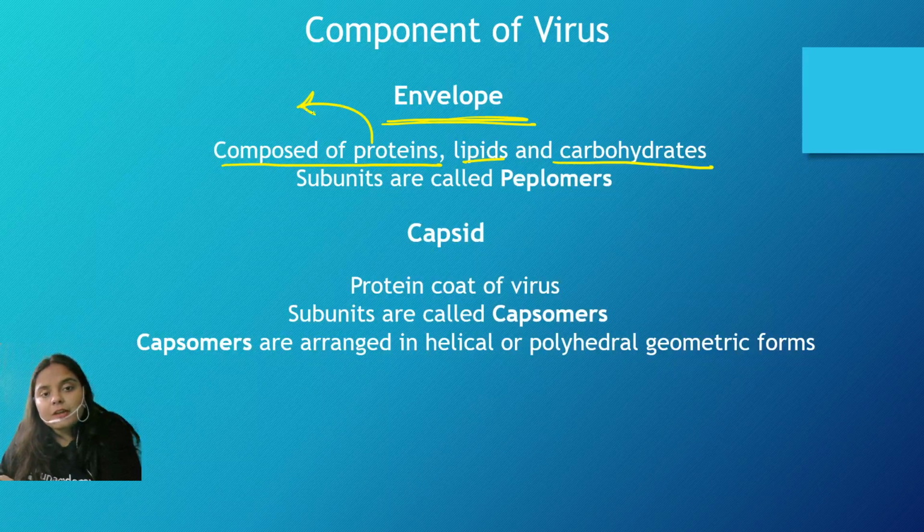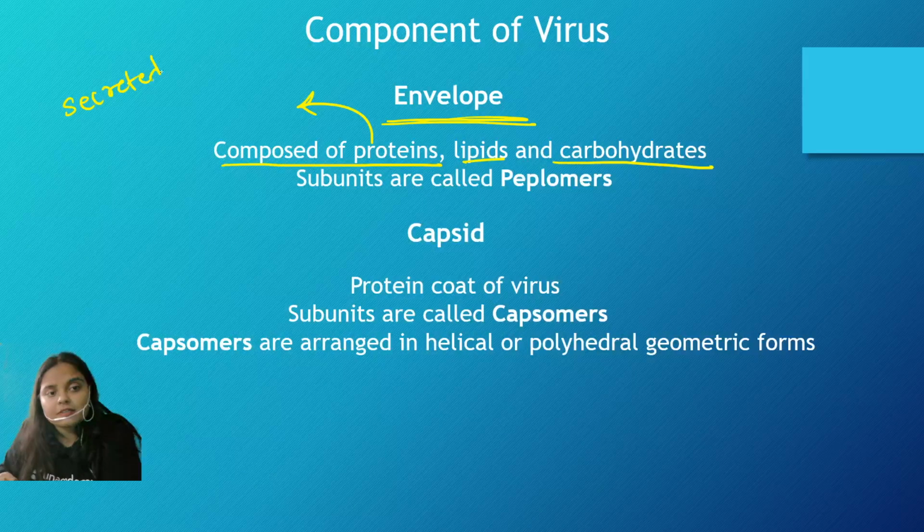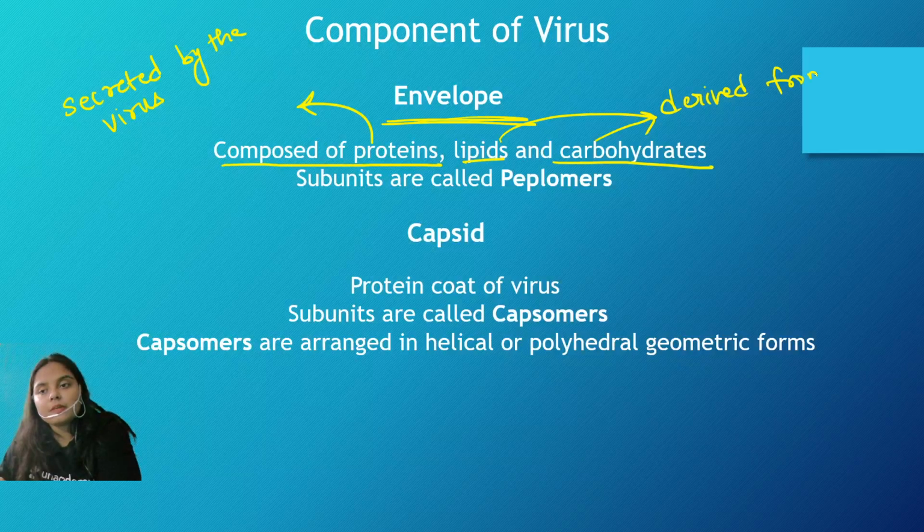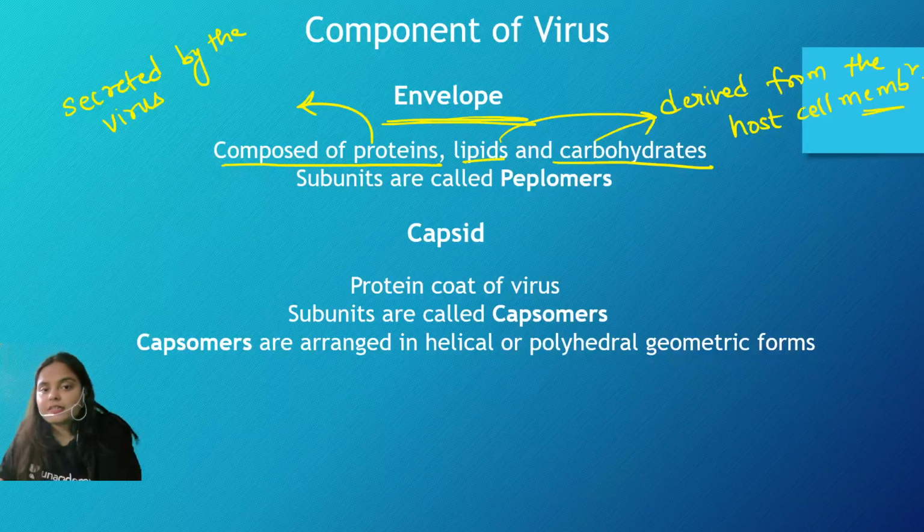But the protein part of the envelope is synthesized or secreted by the virus itself. But the lipid and the carbohydrate component is derived from the host cell membrane, and this is an important point. That means the envelope contains protein, lipids and carbohydrates, and out of which only the protein is synthesized by the virus, but the lipids and carbohydrates are derived from the host cell membrane.